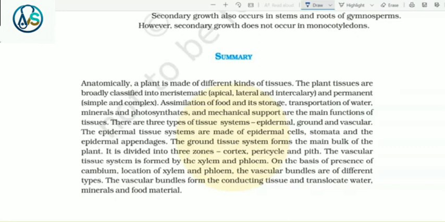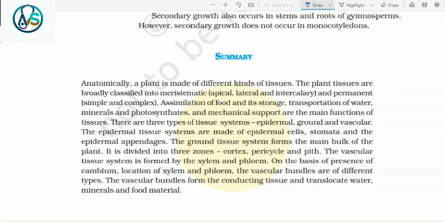Summary. Anatomically, a plant is made of different kinds of tissues. The plant tissues are broadly classified into meristematic, that is apical, lateral and intercalary, and permanent, that is simple and complex. Assimilation of food and its storage, transportation of water, minerals and photosynthesis, and mechanical support are the main functions of tissues. There are three types of tissue system: epidermal, ground and vascular.